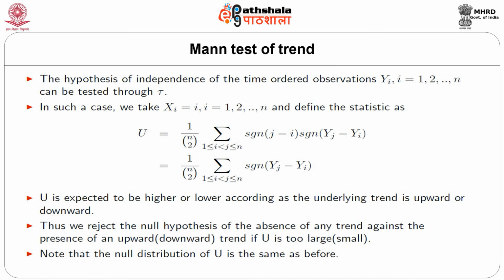Thus, we reject the null hypothesis of the absence of any trend against the presence of an upward or downward trend if u is too large or too small. Note that the null distribution of u is the same as before. Thus, we have derived a distribution-free measure of association in the context of non-parametric inference. We have enumerated some properties like symmetry, large sample distribution of this measure, and finally we have discussed an interesting application to detect trend in the dataset, and this test is well known as the Mann-Kendall test of trend.